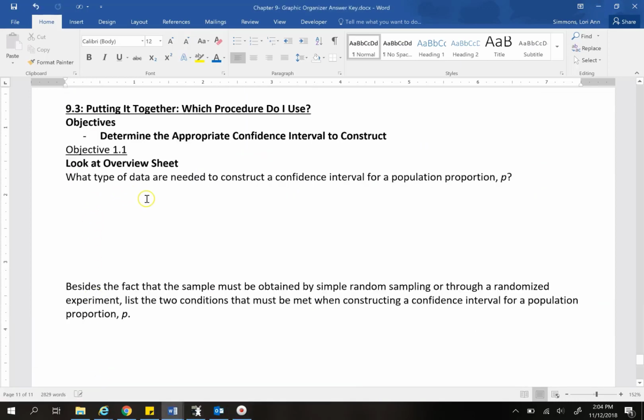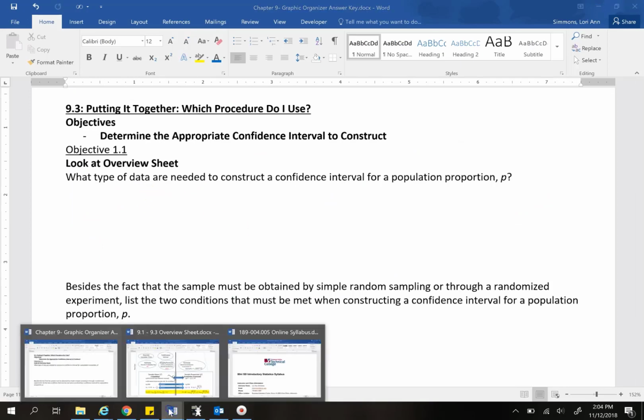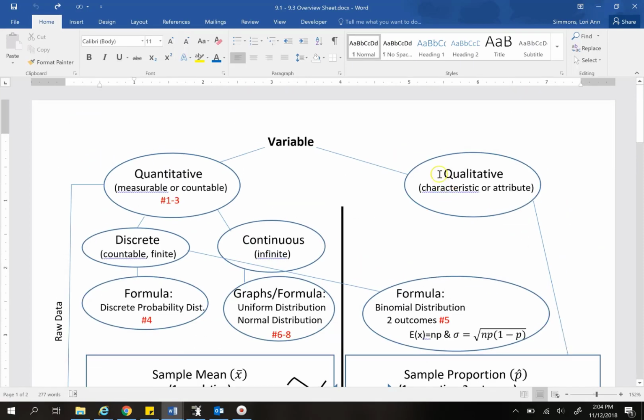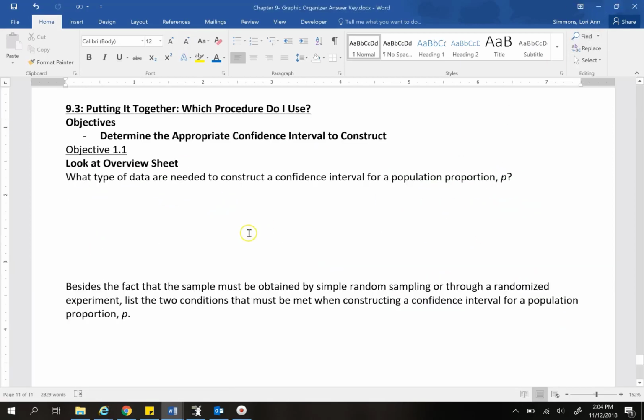What type of data are needed to construct a confidence interval for a population proportion? Population proportion, that is qualitative, and for qualitative we have two outcomes. Those two outcomes are considered success and failure.